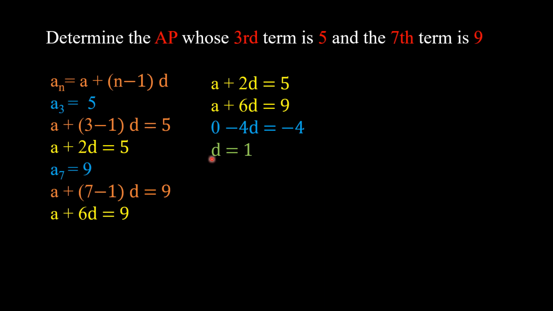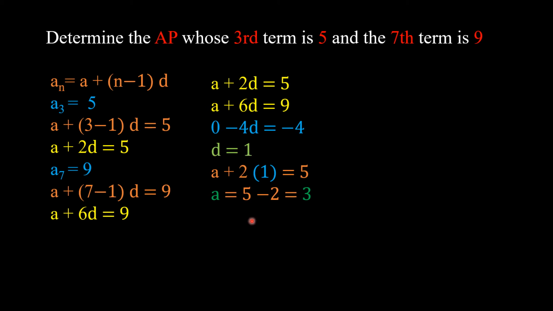Now we will substitute the value of D in the first equation and find the value of A. So we get A plus 2 times D, which is 1 here, equals 5, which will be A equals 5 minus 2, 3. So the first term is 3. Now we have the first term as 3 and the common difference D as 1.